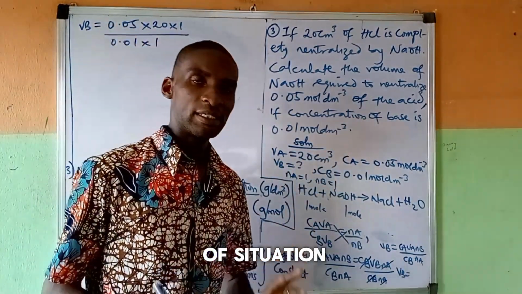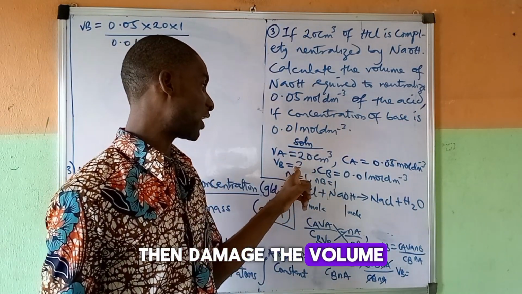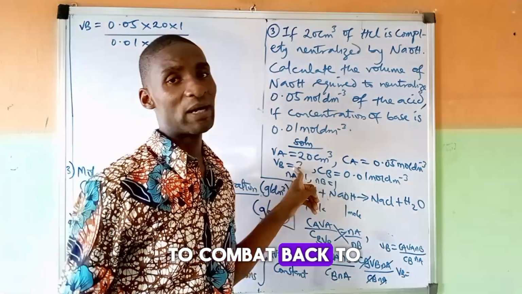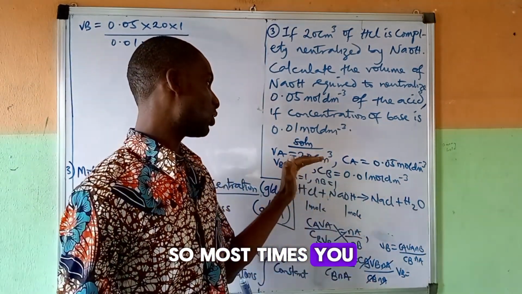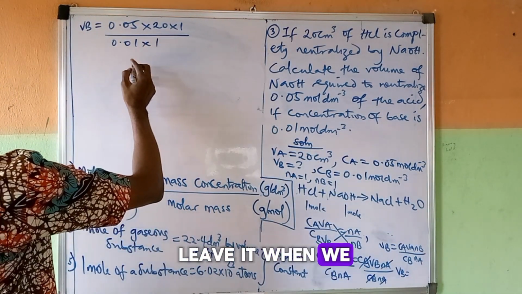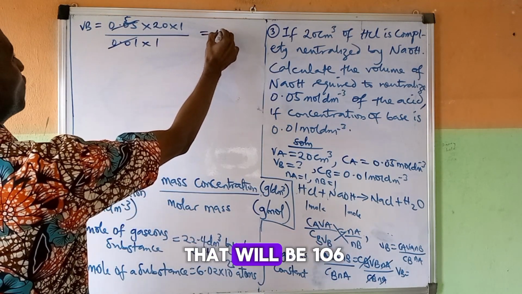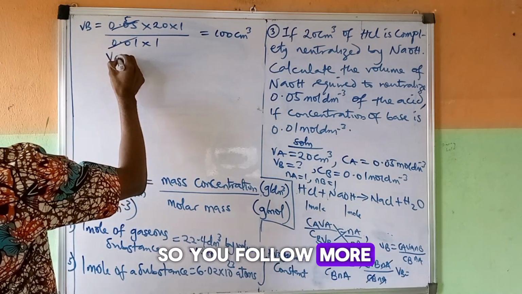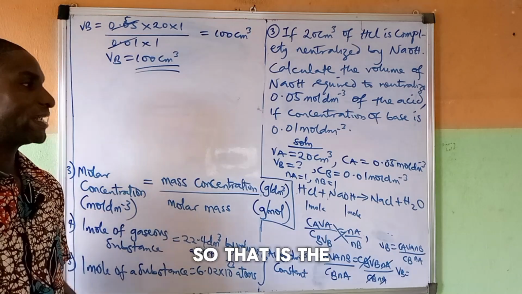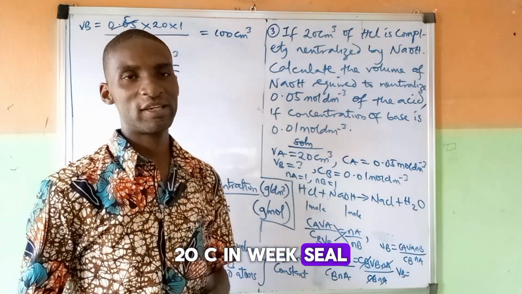So in this kind of situation, you don't have to convert, because if you convert, the volume of the base you will get will be in dm³, and you might have to convert back to cm³. Most times you will be asked to give your volume in cm³, so you leave it. When we solve this, it will give us 5. So 5 times 20, that will be 100 cm³. So the volume of our base is 100 cm³. That is the amount of base that will be required to neutralize 20 cm³ of HCl.